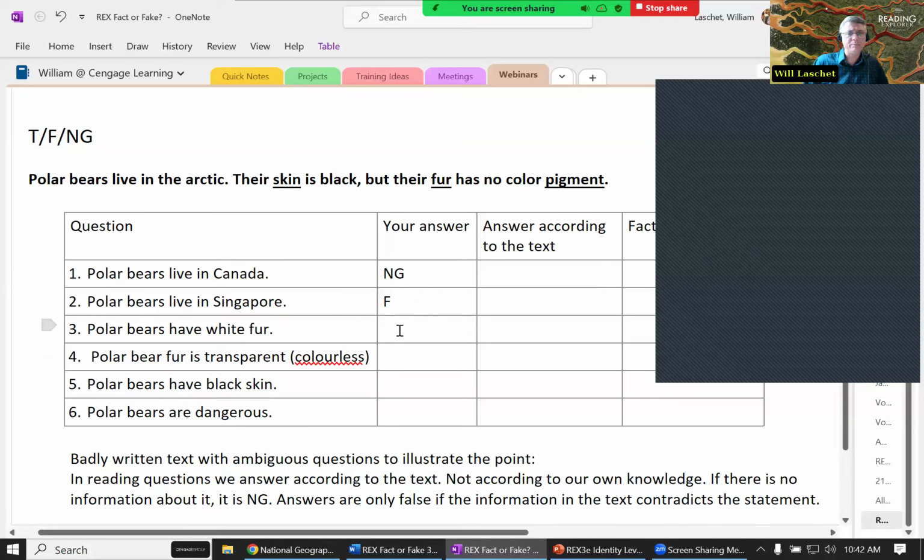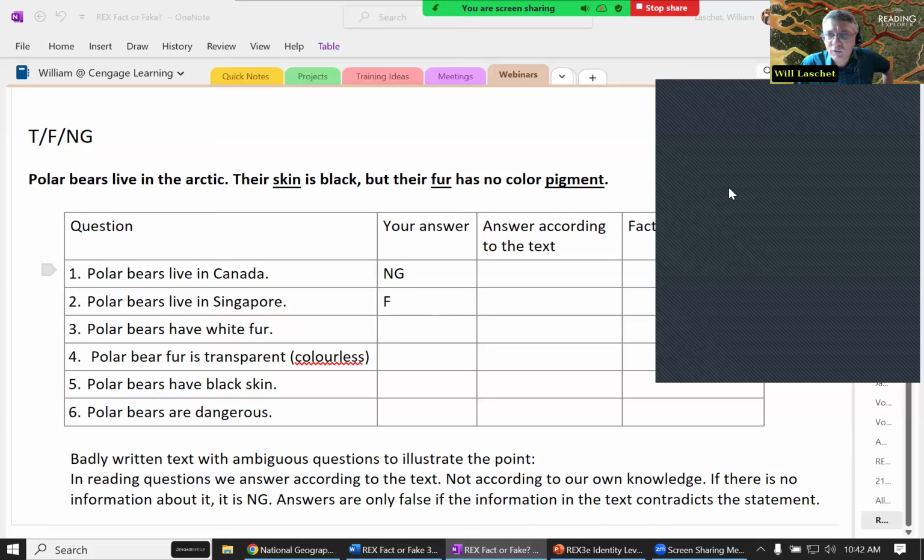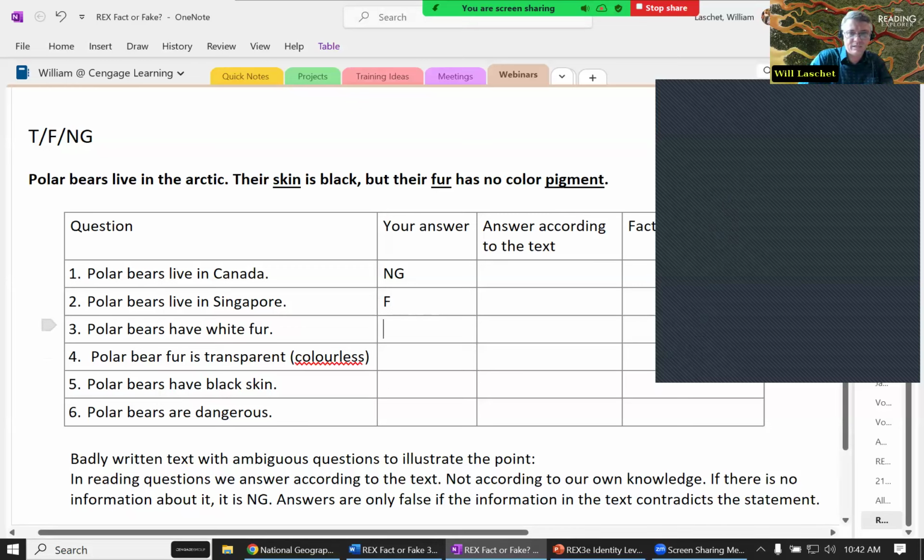Okay, next one, number three. Polar bears have white fur. What do we think? Can you put three and then your answer? Let's see. So we've got false, false, true, false, true, not given, true. I think most of you are putting false, so I'm going to put false here.